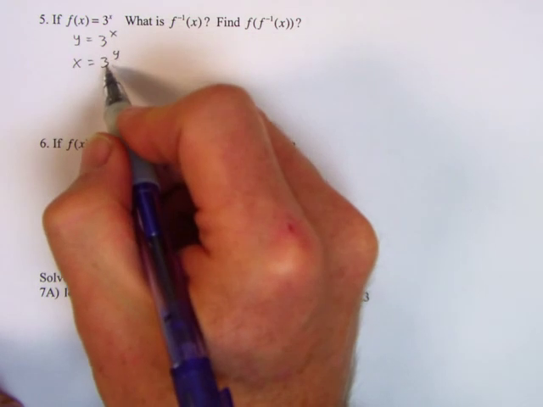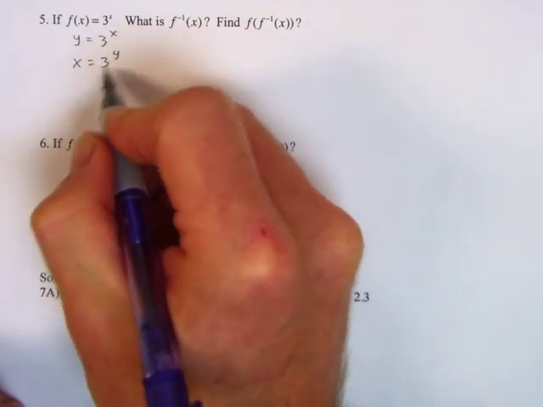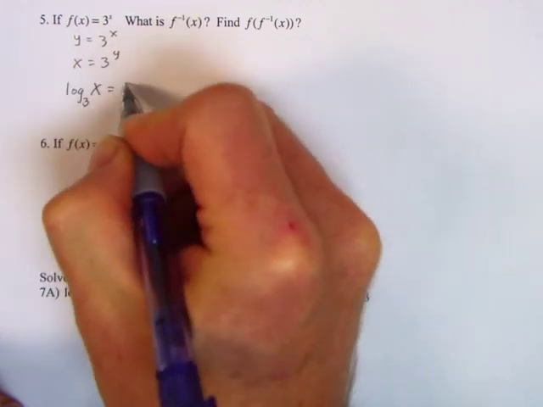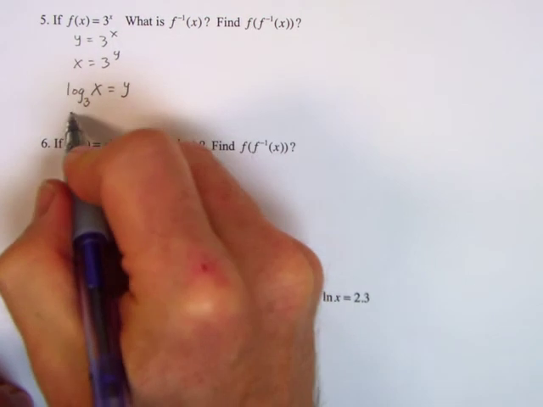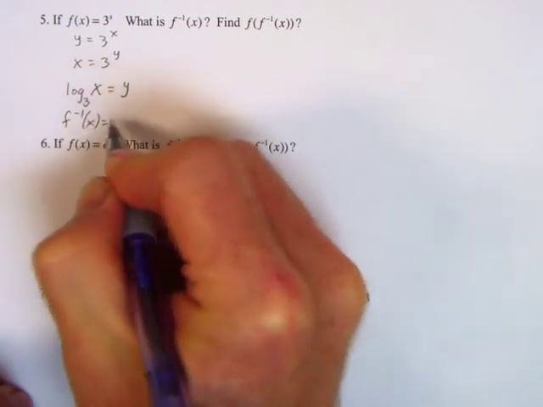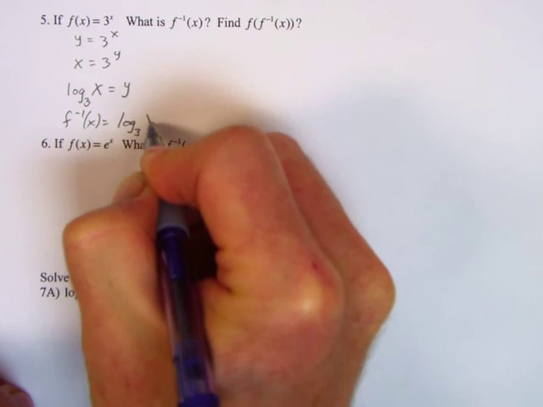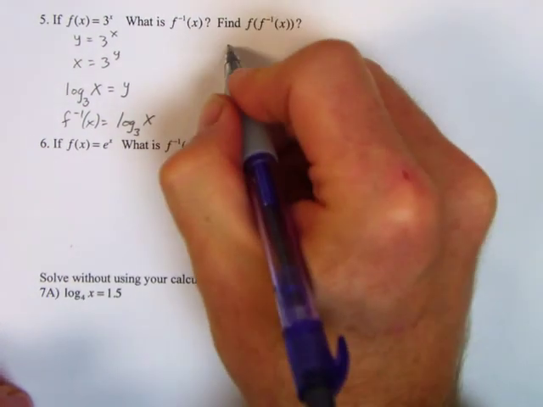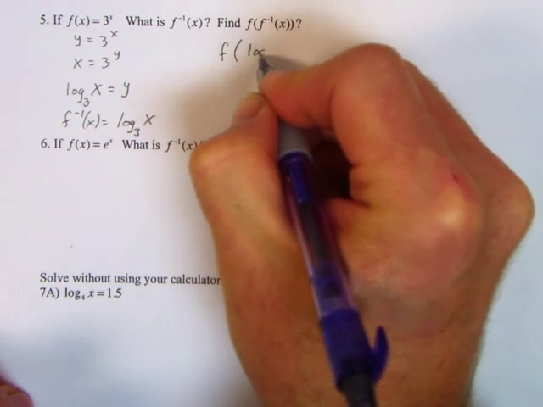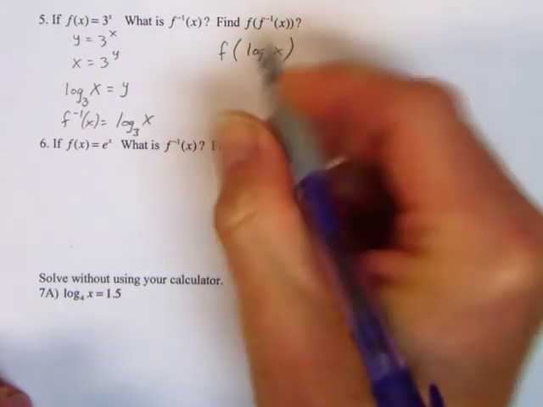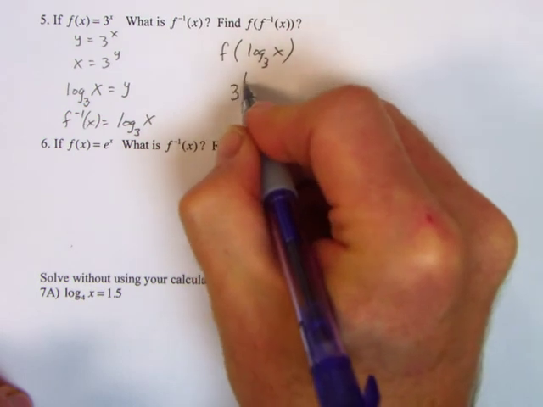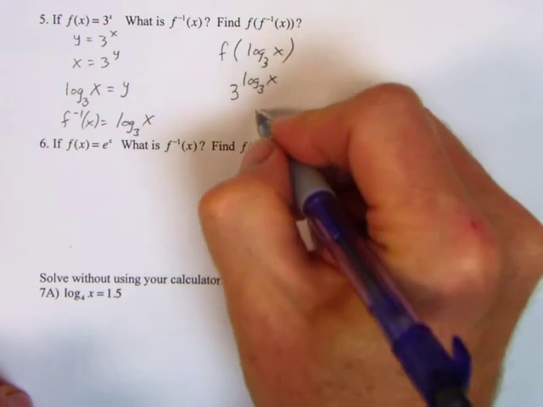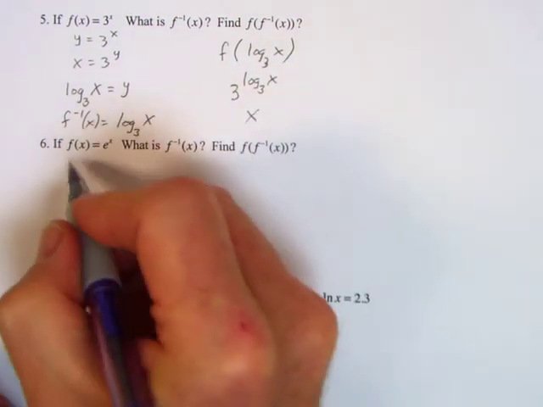I'm going to transform it into the log, and so the base is 3. Log base 3 of x is going to equal my exponent of y. Or in other words, f inverse of x equals log base 3 of x. Now it says to find f of f inverse. So f of log base 3 of x, and that would be 3 to the log base 3 of x, and that's what we just did in 4c. That is x.